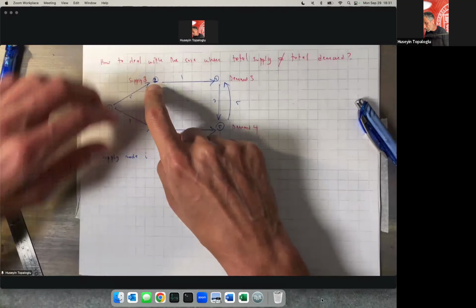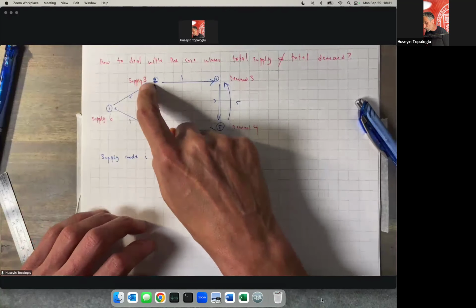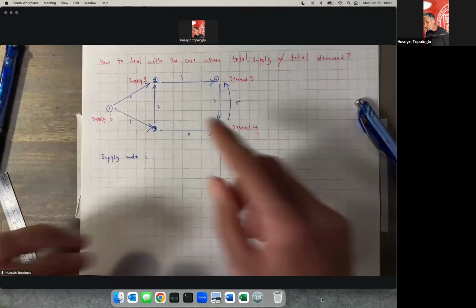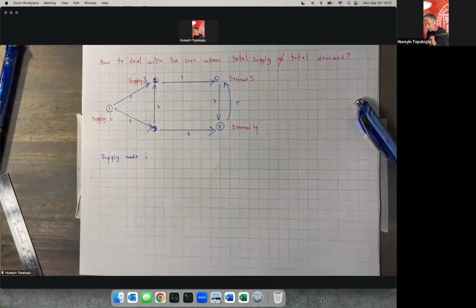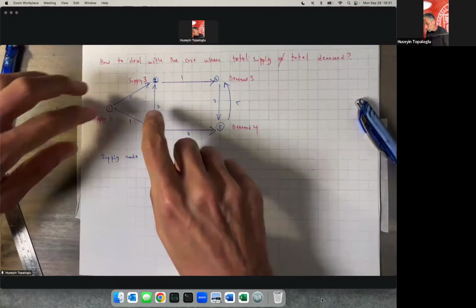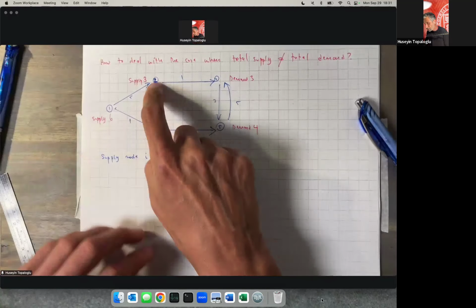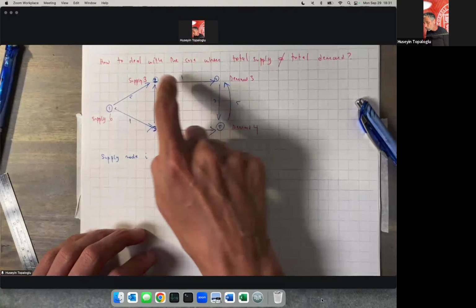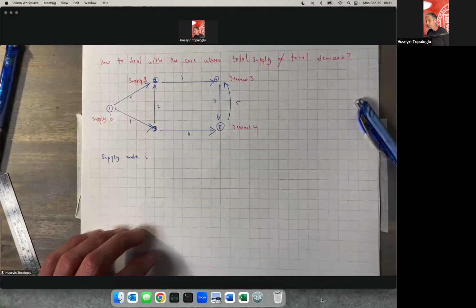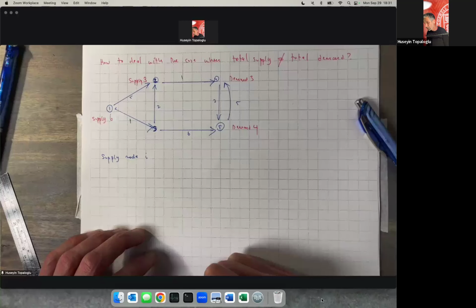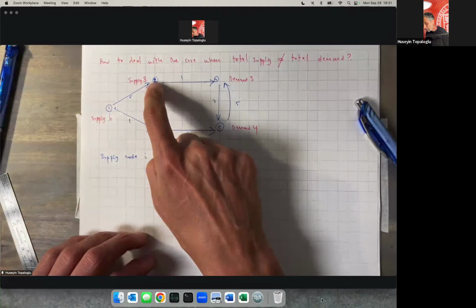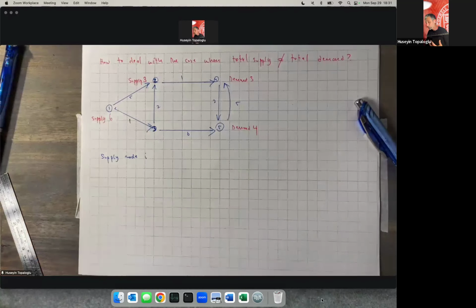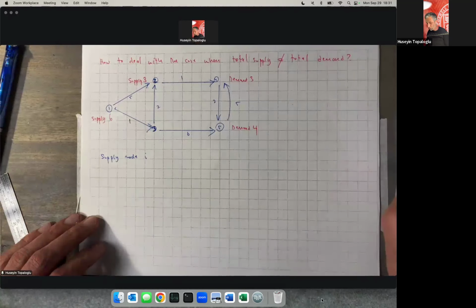Total flow into node I plus the supply at node I should be enough to cover the total flow out of node I. Okay, so what we're going to write for a supply node I is the following. Total flow into supply node I plus the supply at supply node I should be greater than or equal to the total flow out of node I.